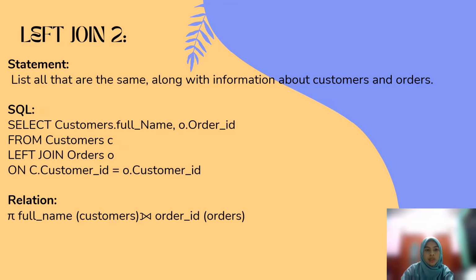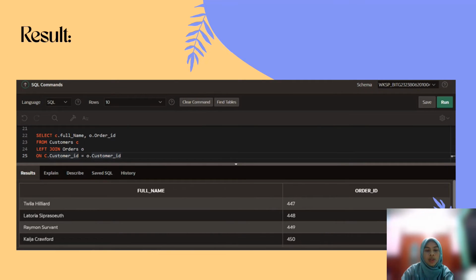For left join 2, the statement lists all the same along with the information about the customer and orders. The left join is between customer and orders. The SQL is select customer full name, and orders order ID from the customer, left join orders on the customer ID. The result will show the full name and order ID.